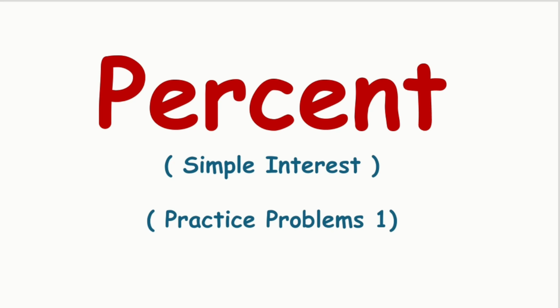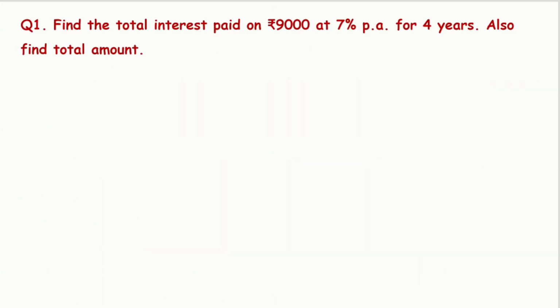Hello everyone, in this video we are going to do more practice problems on simple interest. So here we have our very first problem. Find the total interest paid on rupees 9,000 at 7% per annum for 4 years. Also find the total amount. So here we need to find total interest and total amount, which is P plus interest.